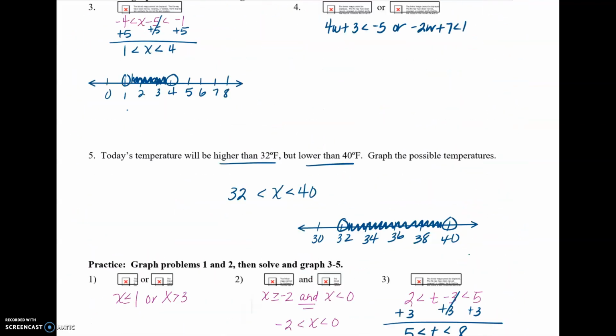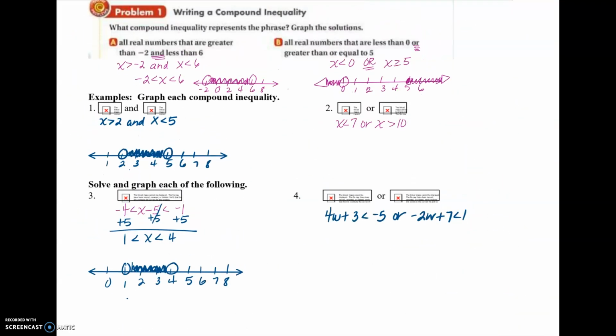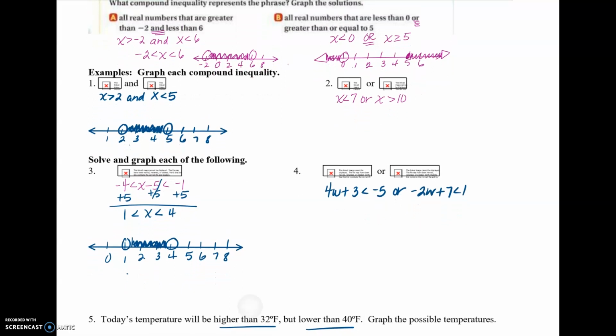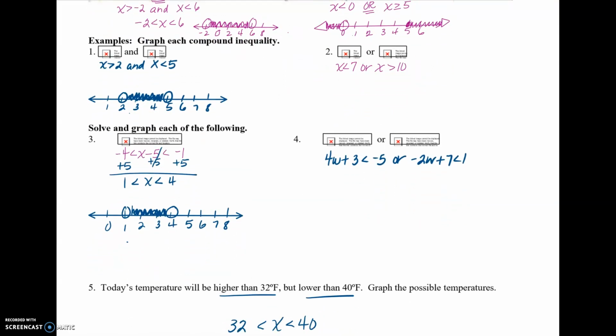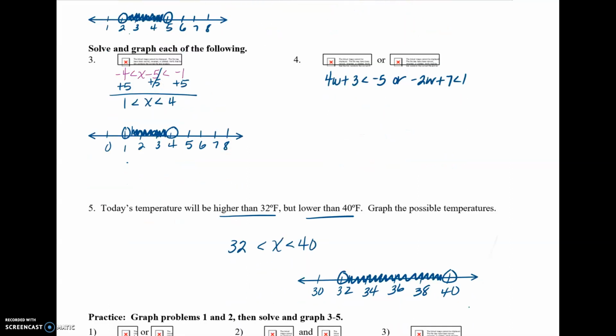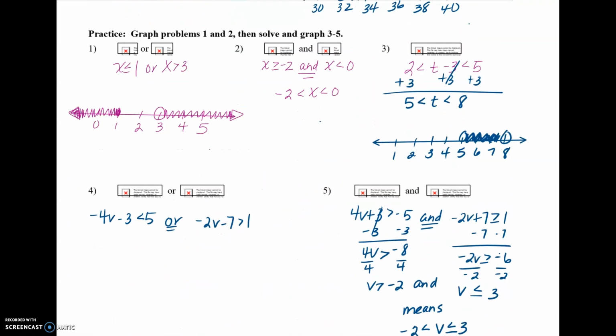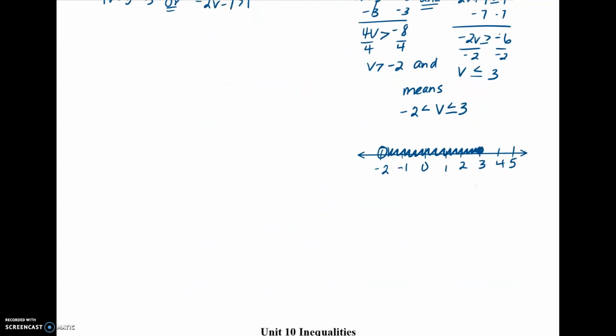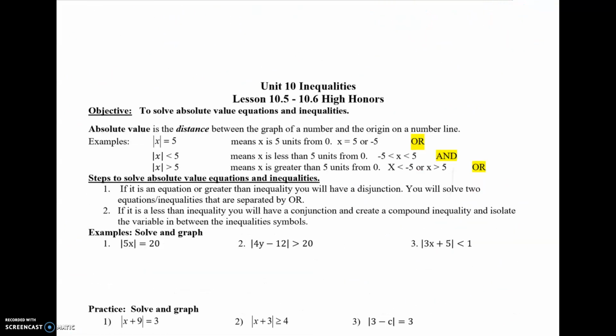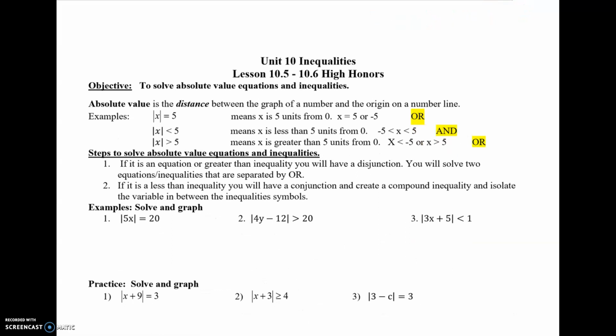Okay, so I want you to go back and try these that we didn't do together and see what you get. And when we come back on, I will give you the answers to those so you have them. And then we'll do part 2, which is going to be looking at absolute value equations and inequalities.